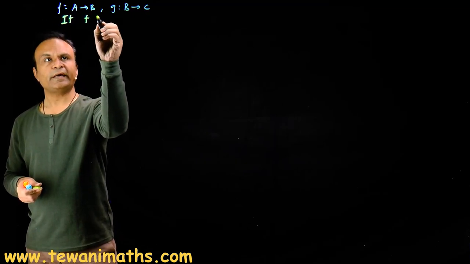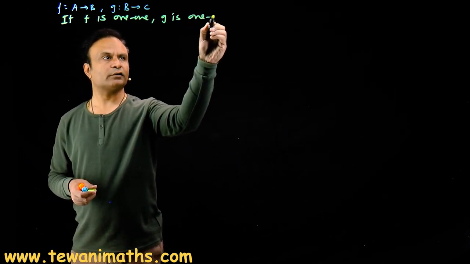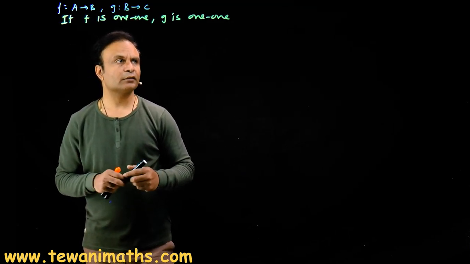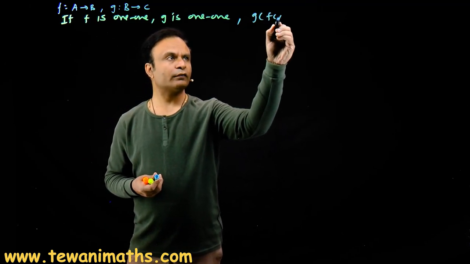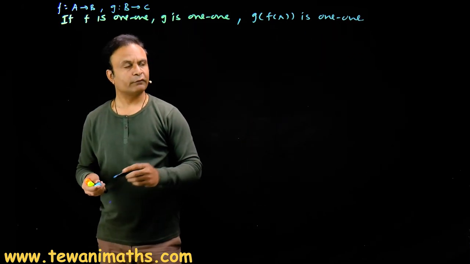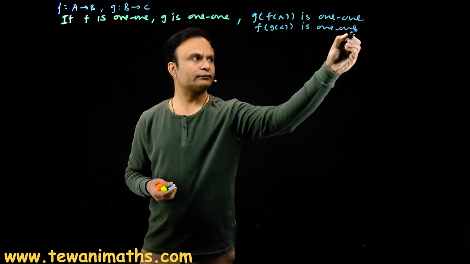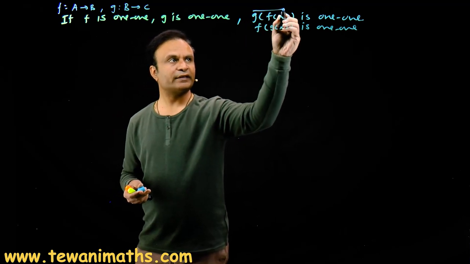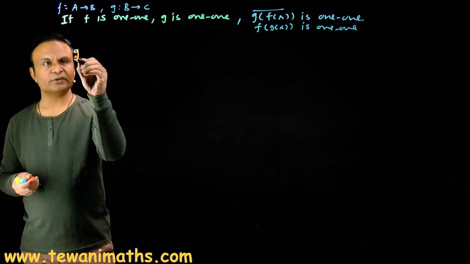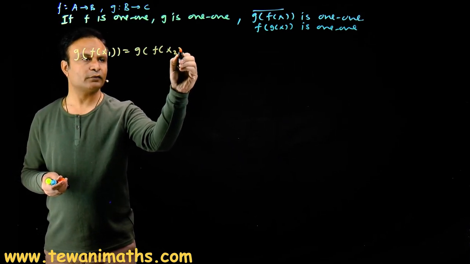If f is 1-1 and g is also 1-1, both the functions f and g are injective functions, then we have to prove that g of f(x) is 1-1. We can also prove that f of g(x) is also 1-1. Let's prove this g of f(x) is 1-1. If I want to prove g of f(x) is 1-1, then I will start with g of f of x1 is equal to g of f of x2.